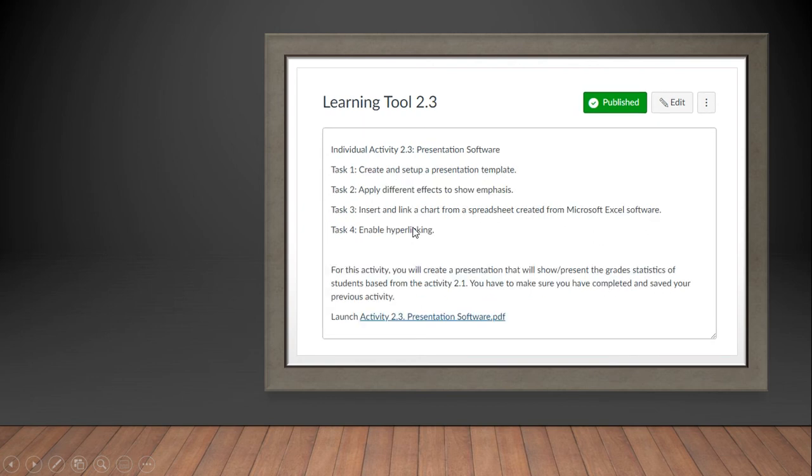Next is Learning 2.3. You have to create and set up a presentation template and apply different effects to show emphasis. Task 3, insert and link a chart from a spreadsheet created from Microsoft Excel software. Task 4, enable hyperlinking. For this activity, you will create a presentation that will present the grades statistics of students based on activity 2.1. Make sure you have completed and saved your previous activity. So you have to launch and download this one.